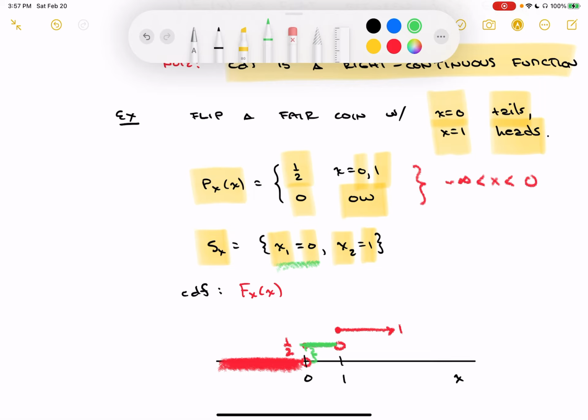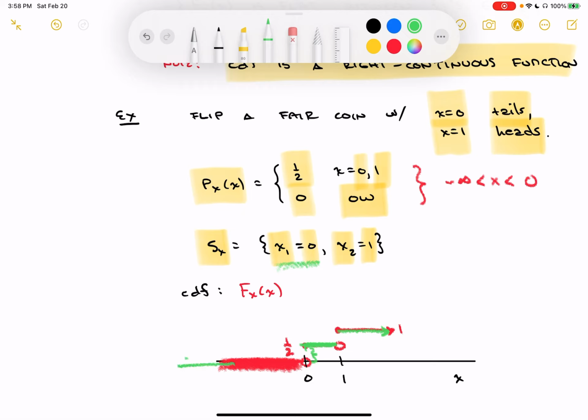It stays flat until the next value that is a part of this range space Sx. That occurs at x equaling 1, which we called x2. At that point, we get the other half of the probability, so we get that jump again, and it stays that way forever because we've now accumulated all the probability. We've got 100% of it.